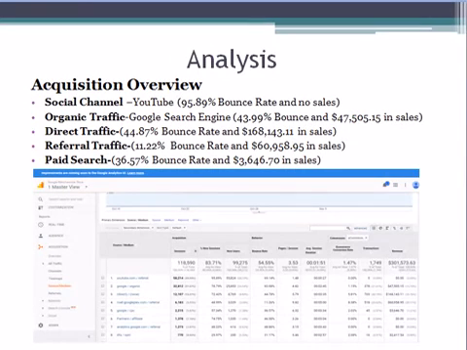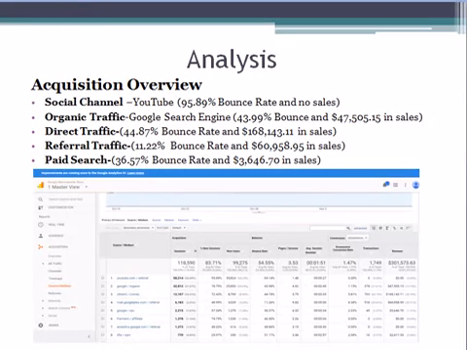And when we looked at the data further, we noticed the social channel was YouTube, and it brought in the majority of the traffic. However, the bounce rate was extremely high at 95.89%, which means people were not staying on the site. And there were no sales, and that could be technical issues with the YouTube channel, or the content was not interesting. So that could be two options.